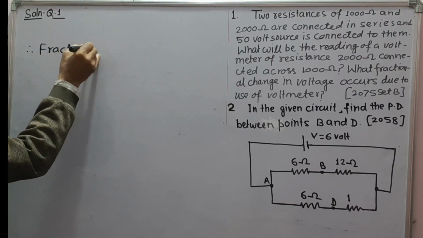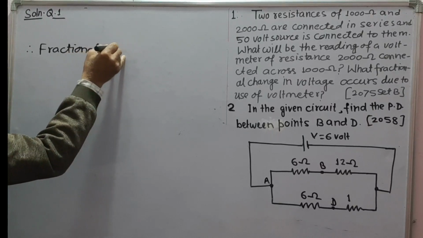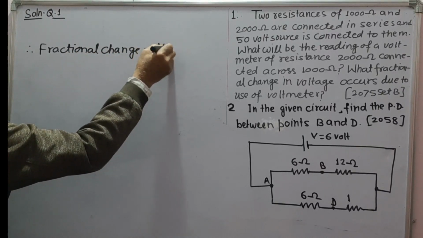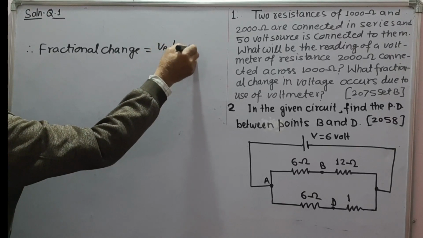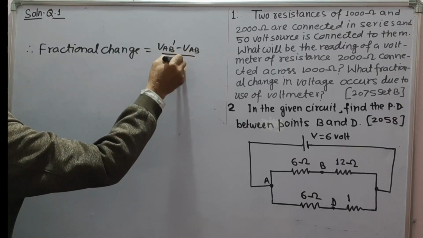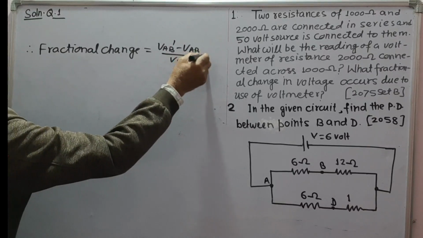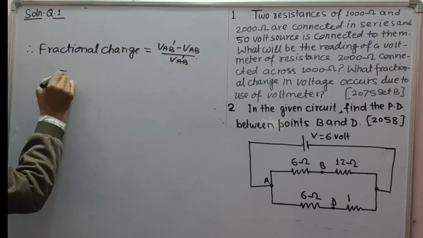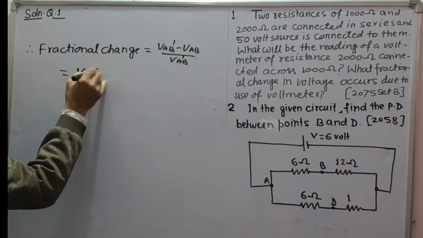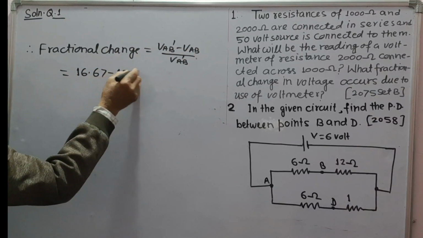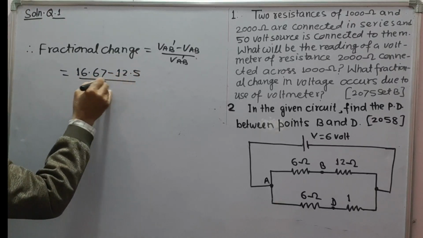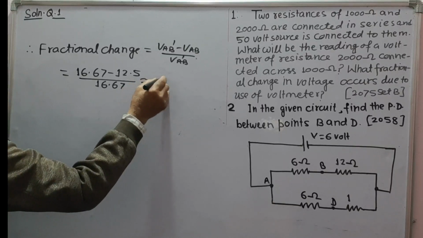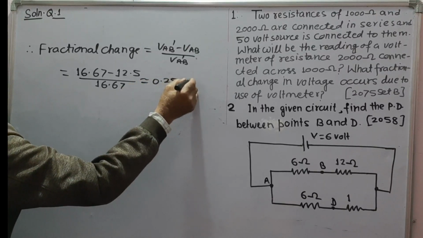Therefore, fractional change will be equal to VAB dash minus VAB upon VAB dash, which is 16.67 minus 12.5 upon 16.67, which is 0.25, which can be written as 25%.